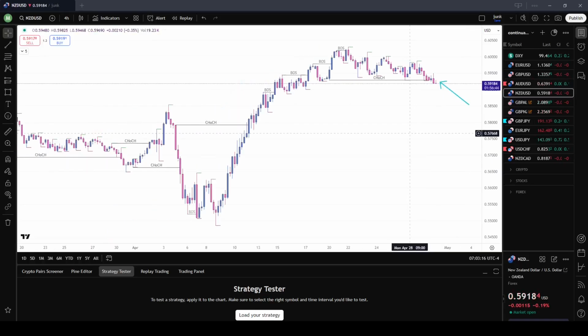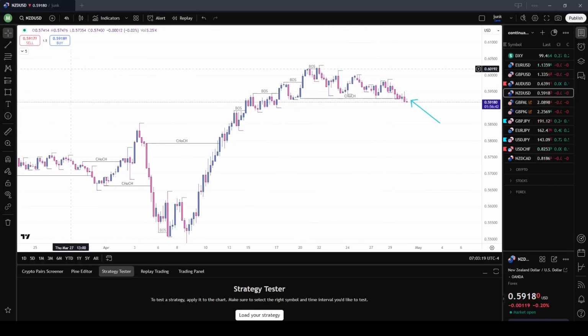NZD USD. It looks like this already has started to push down. Let's go ahead and map out the current range.